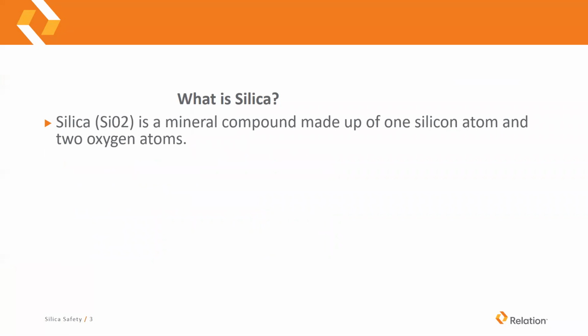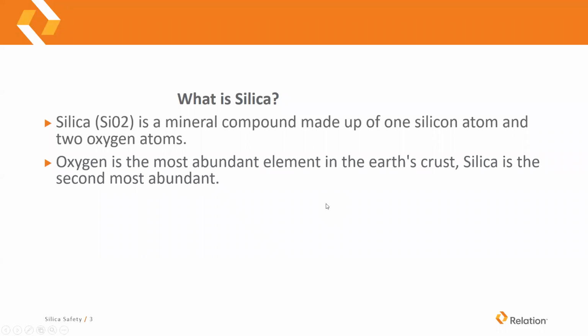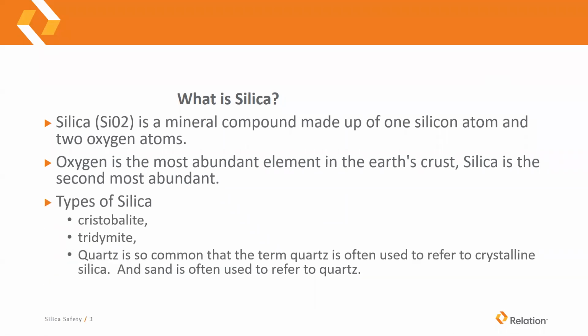Silica is a mineral made up of one silicon atom and two oxygen atoms. Oxygen is the most abundant element in the Earth's crust, and silica is the second most abundant. There are a couple of different types of silica: cristobalite, tridymite, and quartz. Quartz is so common that it is often used to refer to crystalline silica, and sand is often used to refer to quartz. What we're most concerned with is crystalline silica.